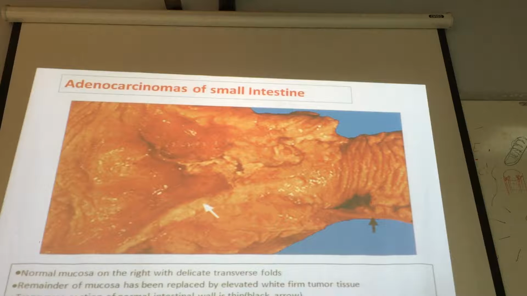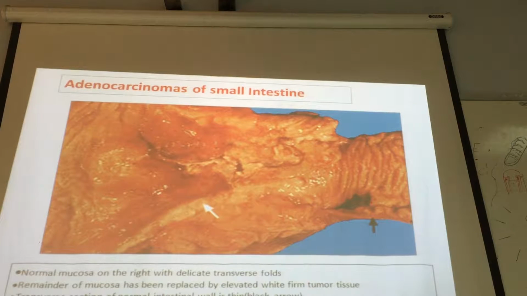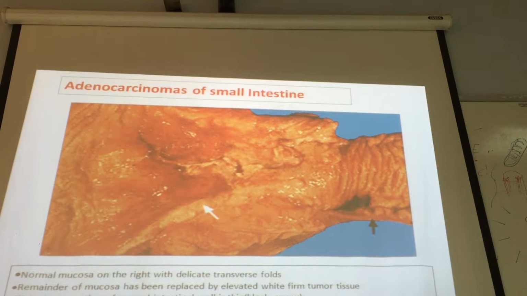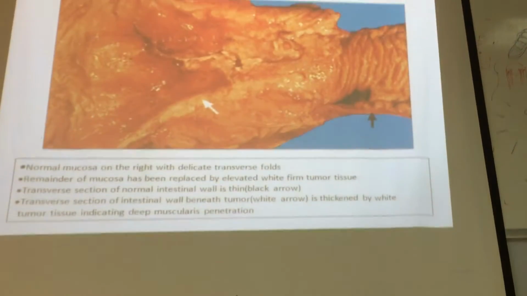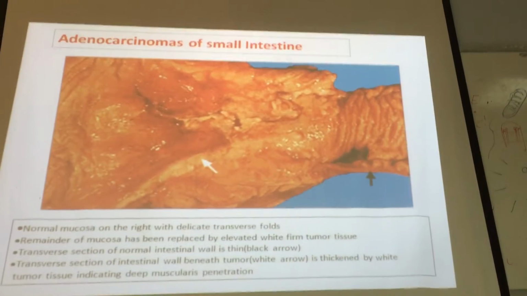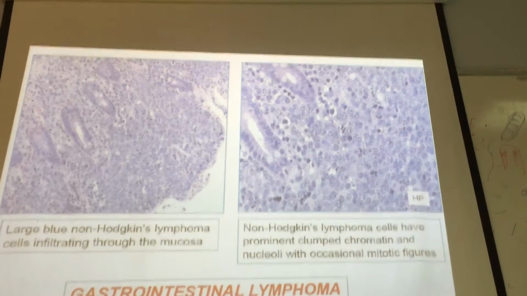This is how the patient will present to you. With obstruction there will be pain, maybe infarction will be there. So this is the gross appearance. We kept only one slide of adenocarcinoma of the small intestine, the gross appearance. This is not so common.